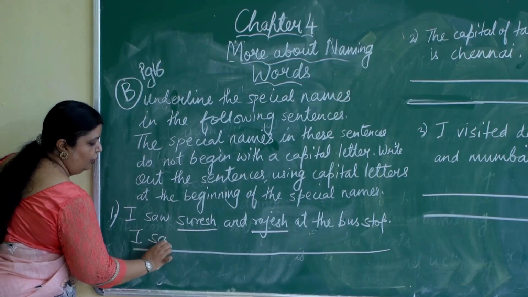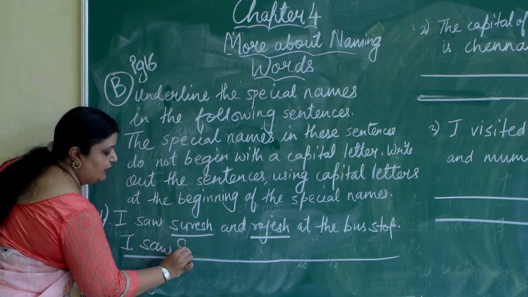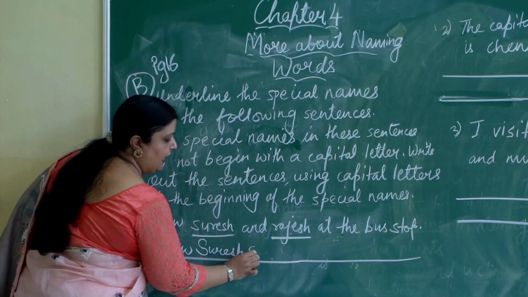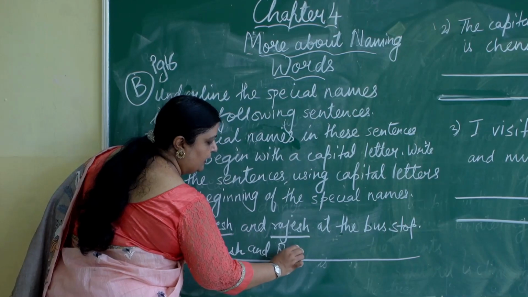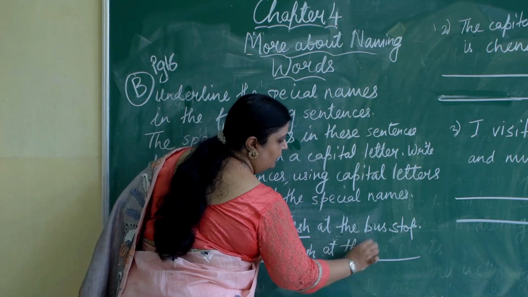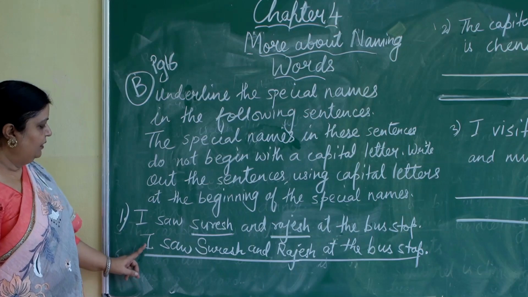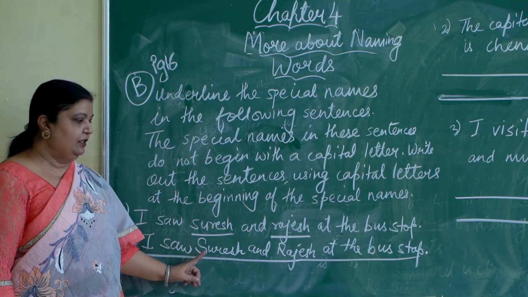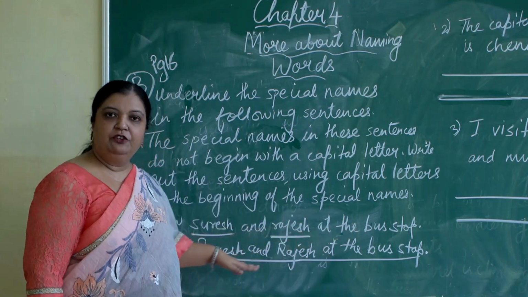Again, I saw Suresh. It's not starting with a capital letter. So capital S and then Suresh. And Rajesh, R is also not a capital letter. R-A-J-E-S-H. Rajesh at the bus stop. So now it's making the complete sentence. I saw Suresh, S capital, and Rajesh, R capital, at the bus stop. This way you have to rewrite.